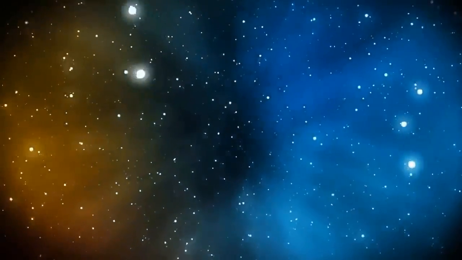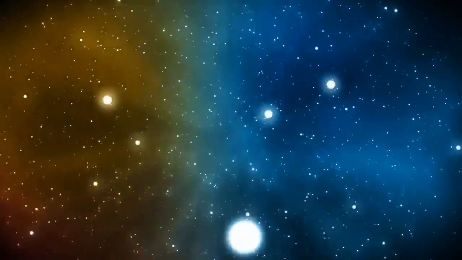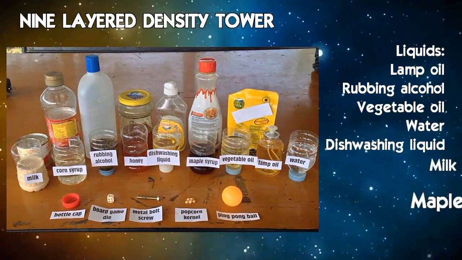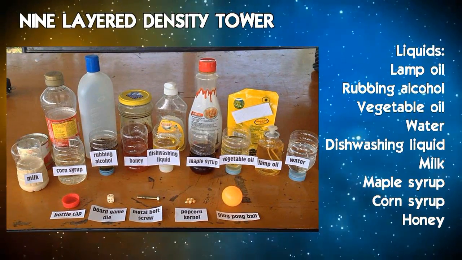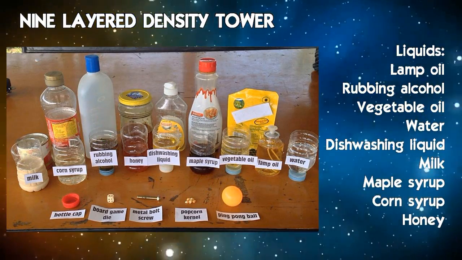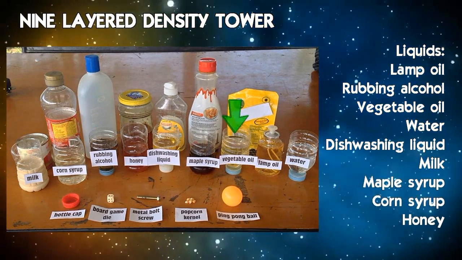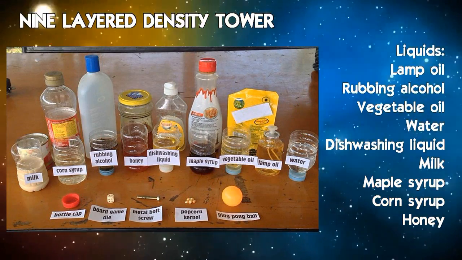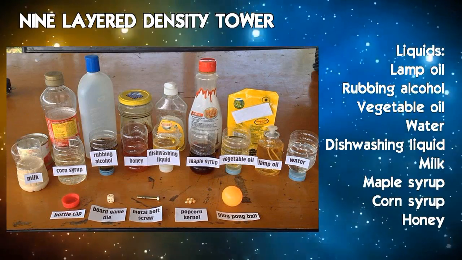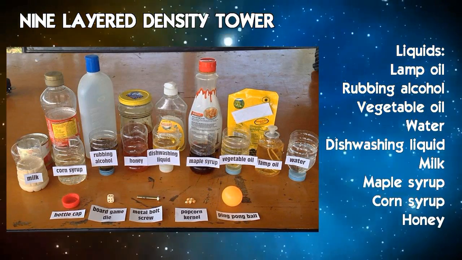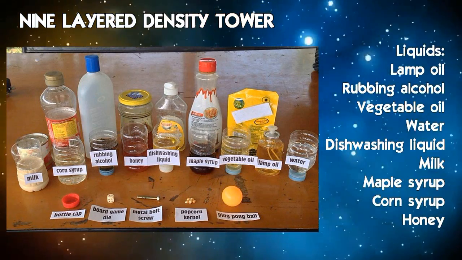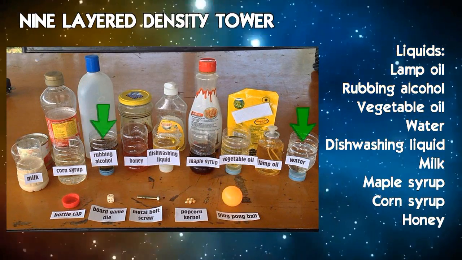For our demonstration, we are going to make a 9-layered density tower. Here's what you'll need. Measure out equal amounts of these liquids: lamp oil, rubbing alcohol, vegetable oil, water, dishwashing liquid, milk, maple syrup, corn syrup, honey. Use food coloring to color the water and the rubbing alcohol.